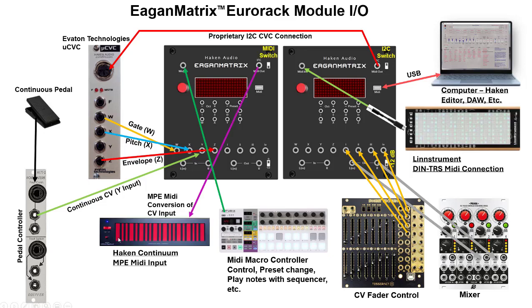Then I'll set the output of the second module to MIDI out, and I'll connect up a Haken Continuum to the MPE MIDI output from that. So now, when I play the first module over the instrument, I'll not only get the output of that module going to the mixer, I'll also play the second module from the uCVC, and that uCVC input will be converted to MPE MIDI output that will play the Continuum as well.